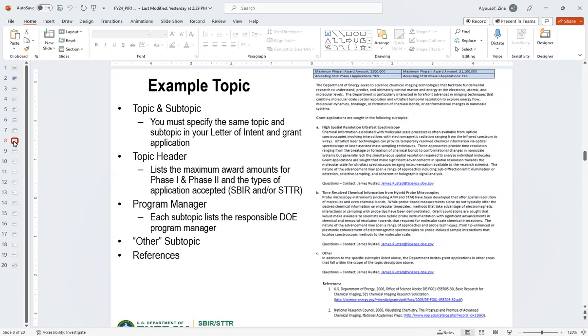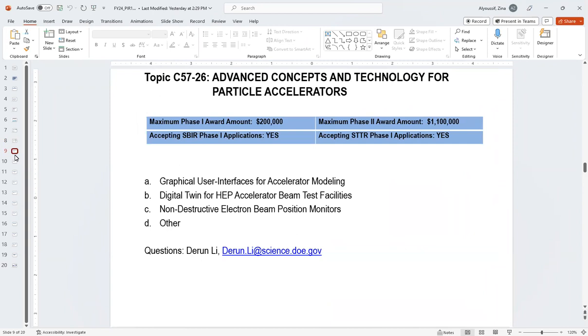Please note that every SBIR or STTR application must include the topic and the subtopic to which you are applying for. That's just a brief overview. And now we will start with topic 26.